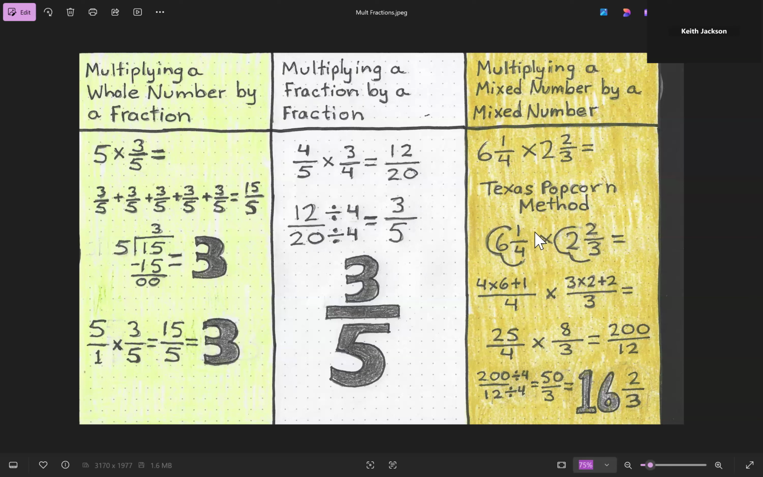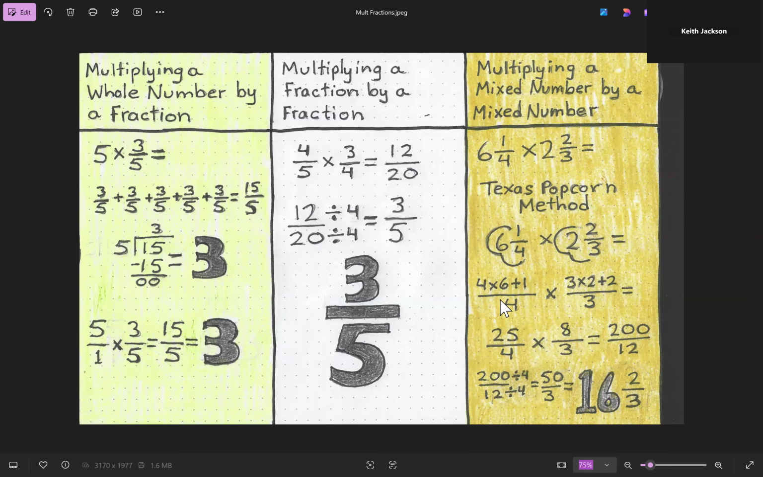And let's take a look at our third big example in which we're going to multiply a mixed number by a mixed number. And we have 6 1/4 times 2 2/3. We're going to use the Texas popcorn method in which we're going to multiply the denominator by the whole number, and then we're going to add the numerator. As you see right here, we're going to do that to both sides.